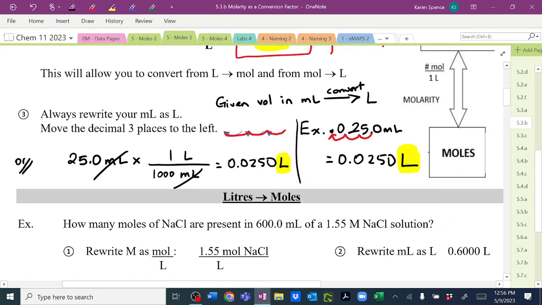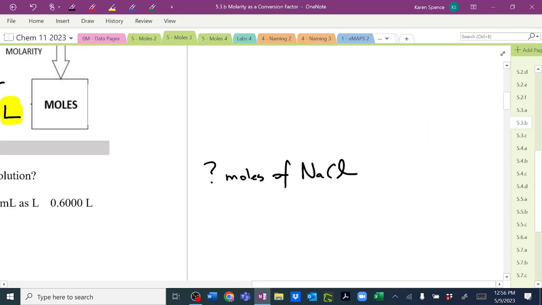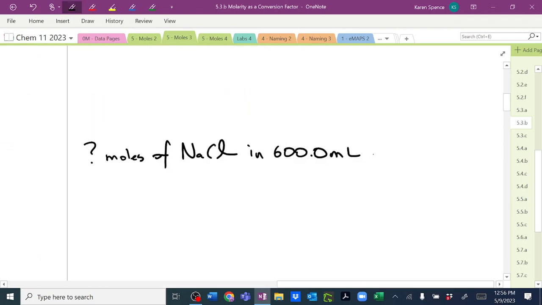Okay, so we have a question here. It's all written out for you. I'm going to copy it out over here. How many moles of NaCl are present in 600.0 milliliters of 1.55 molar NaCl solution? So that's the question we're looking at. How many moles? So that right there is our unknown.